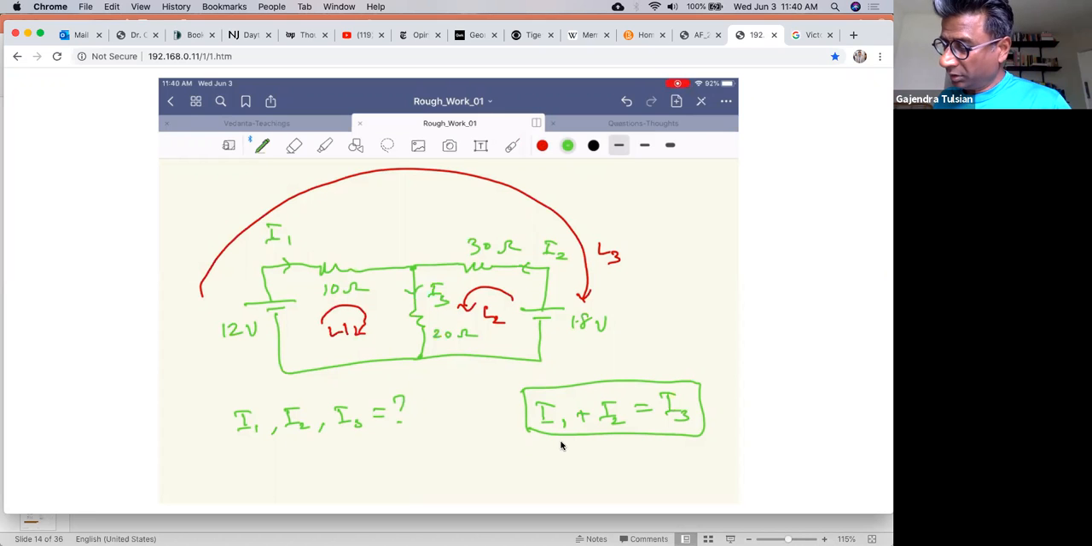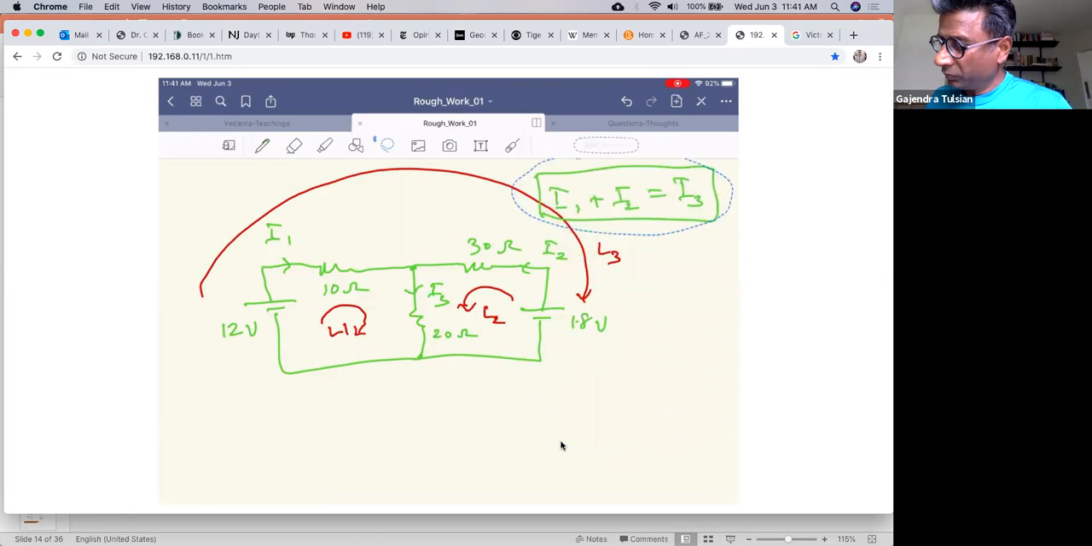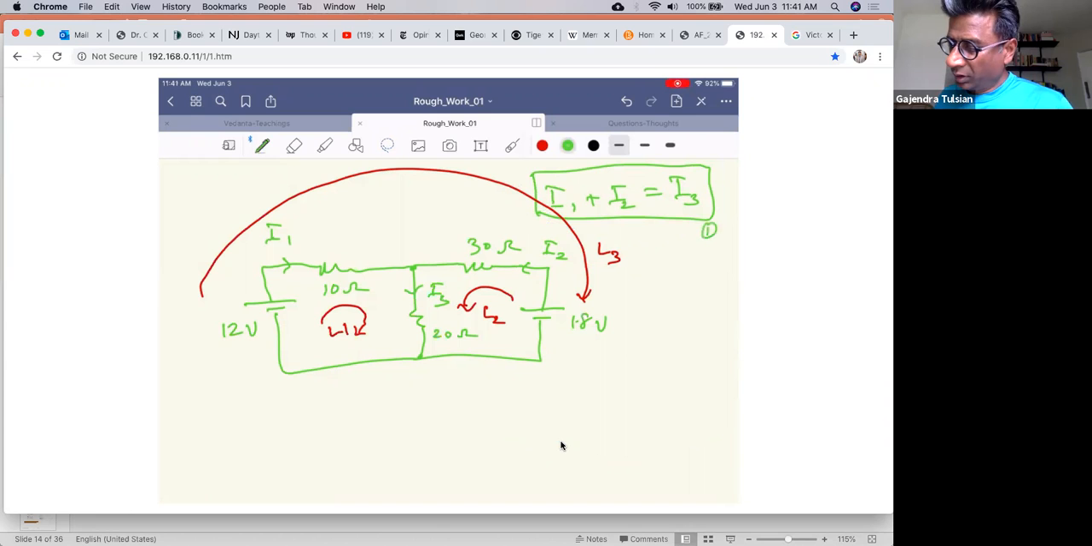Let me make some room here. So I'm going to erase this, and I'm going to move this a little. Okay, that's equation 1.